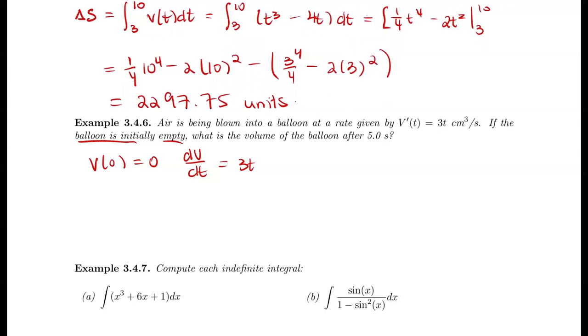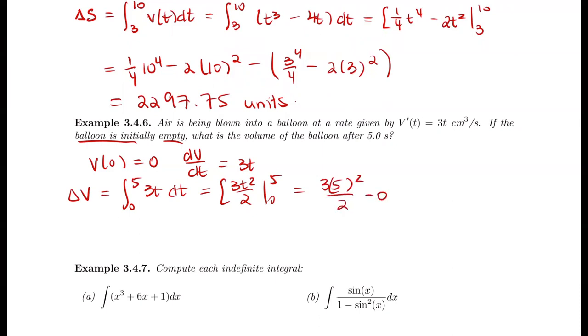after 5 seconds, it's going to be delta V given by the integral from 0 to 5 of 3t dt. So that means we calculate 3t squared over 2 from 0 to 5. So that means 3 times 5 squared over 2 minus 0 would just be 75 over 2 centimeters cubed.